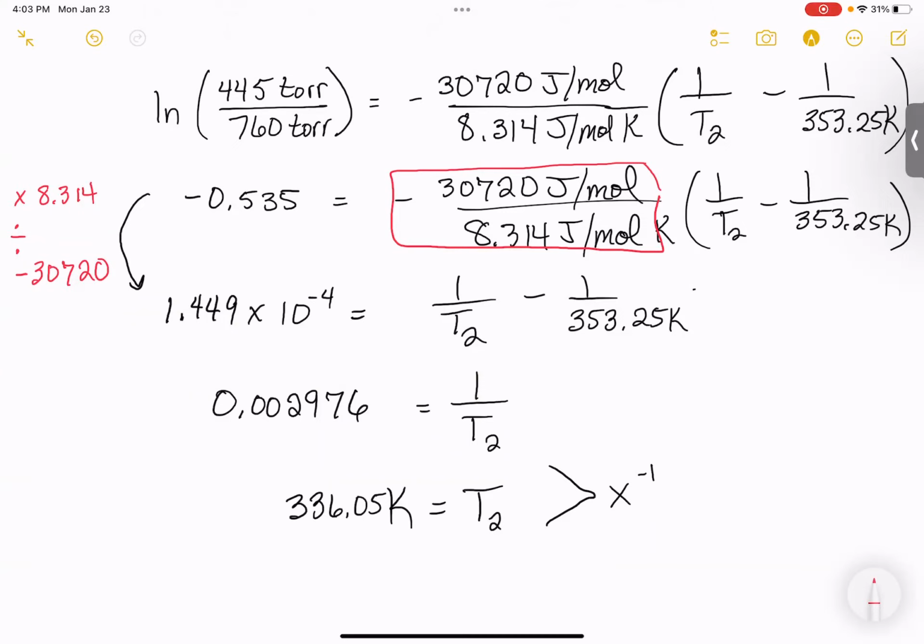Other questions? And then to go from the next step, I added 1 divided by the 353.25 to get to 1 over T2.